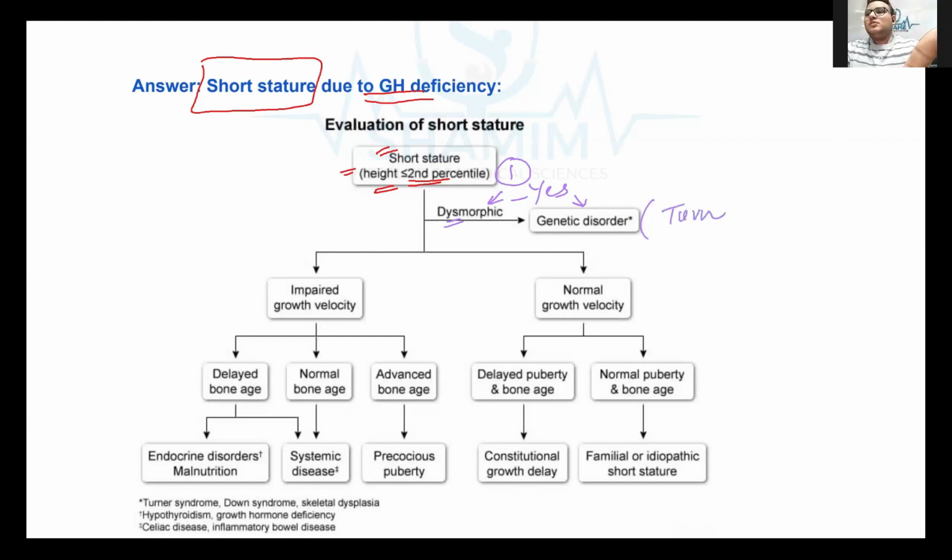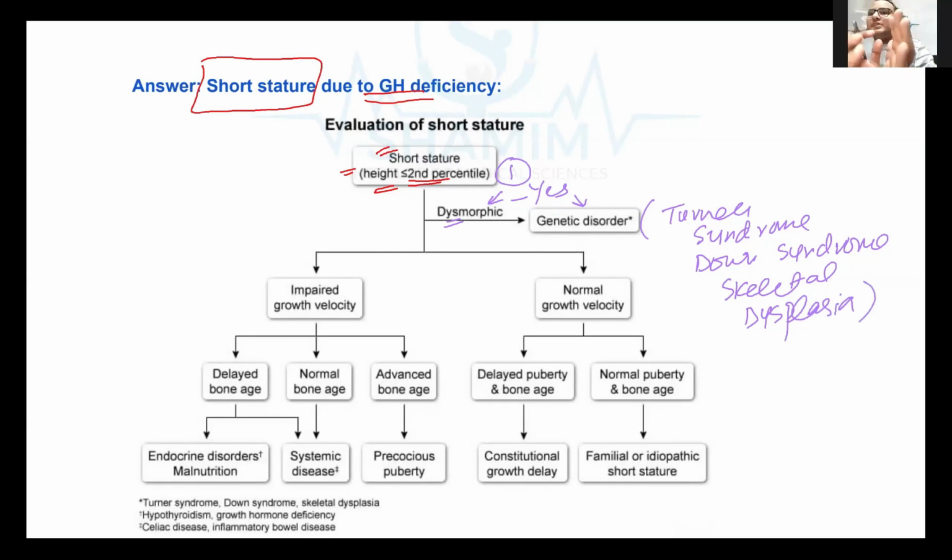The most common is Turner syndrome. Next is Down syndrome, and then skeletal dysplasia. These are the three most important genetic disorders that present with short stature and dysmorphic features. Our next question: if there is no dysmorphic feature, then we will check whether there is impairment of growth velocity or not.